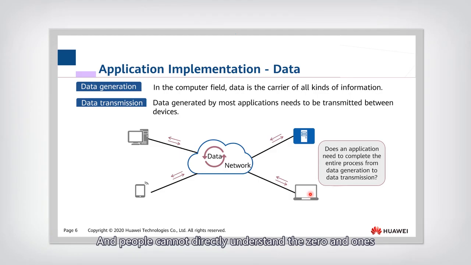And people cannot directly understand the zero and ones. So actually as a receiver, the computer should also translate the 0-1 data into the video or text, which format people can understand.